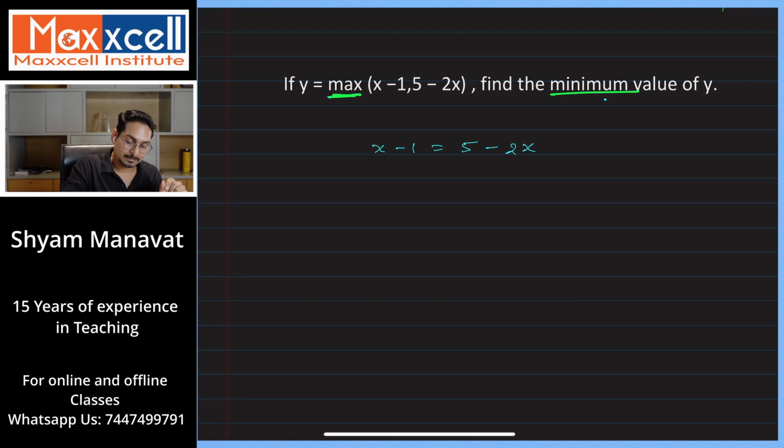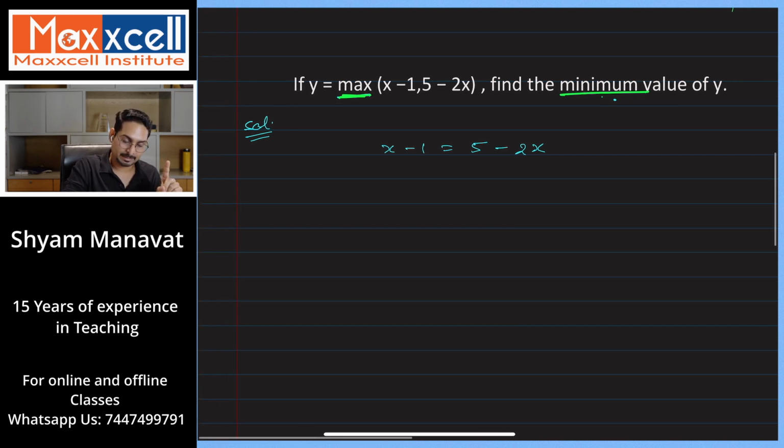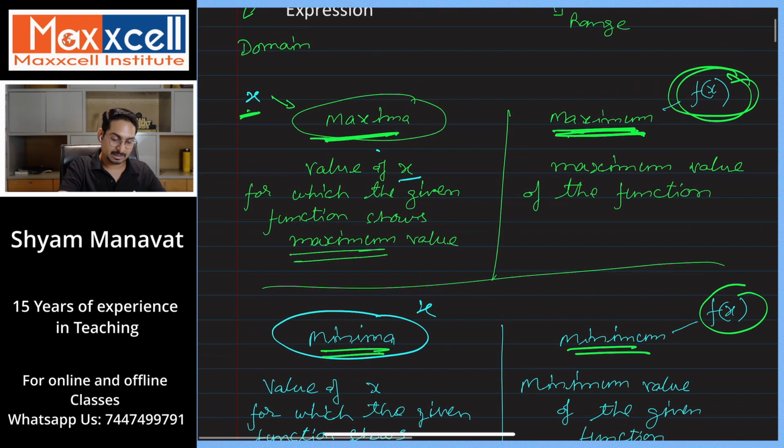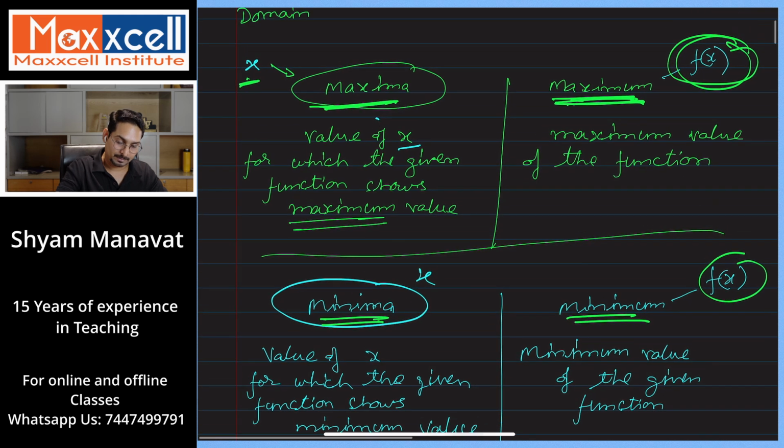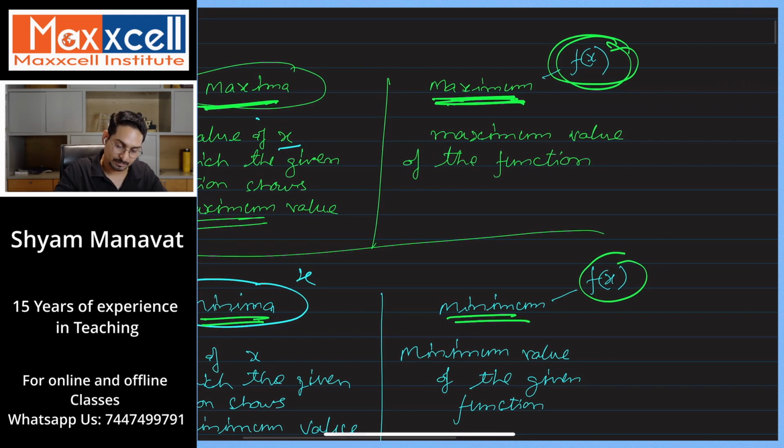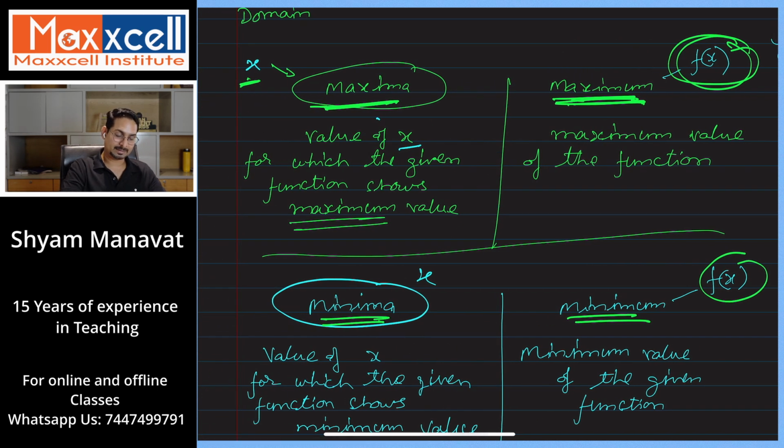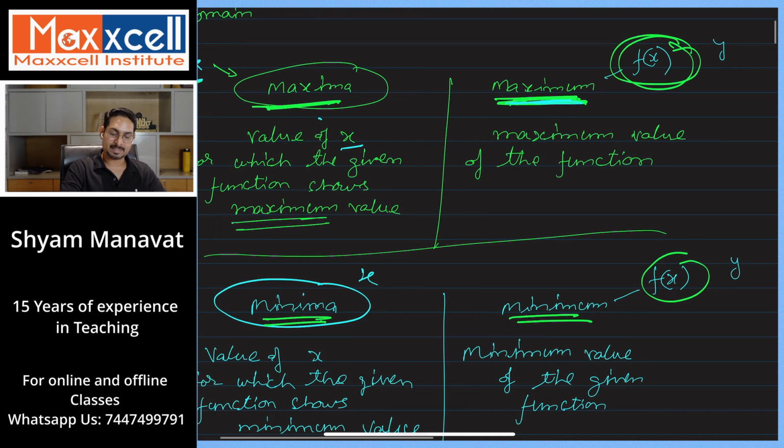Okay, so understand the solution carefully. Solution: to find the minimum value of a max function, keep the expressions equal. You need to find the minimum value of y. Keep in mind, you need to find the minimum value. You don't have to find minima. You need to find minimum. Again, minima is the value of x. Minimum is the value of y or f of x. Maxima is the value of x. Maximum is the value of y. There should be no confusion in this.